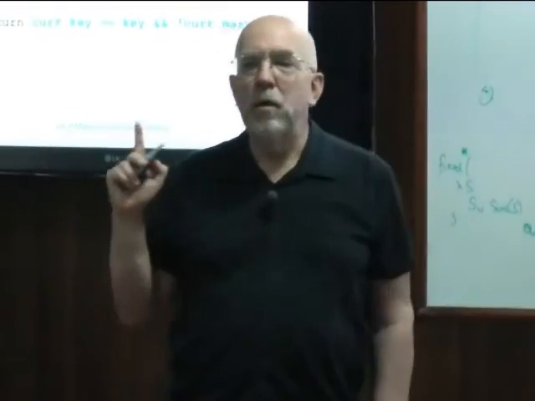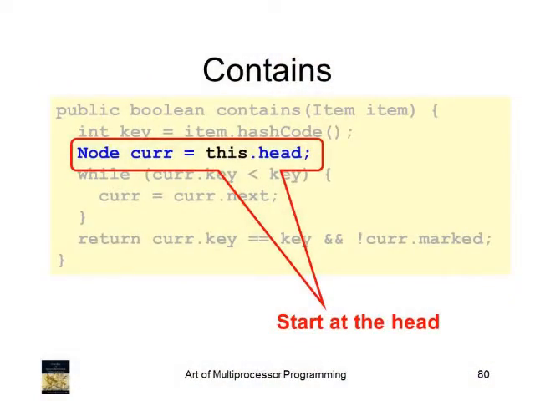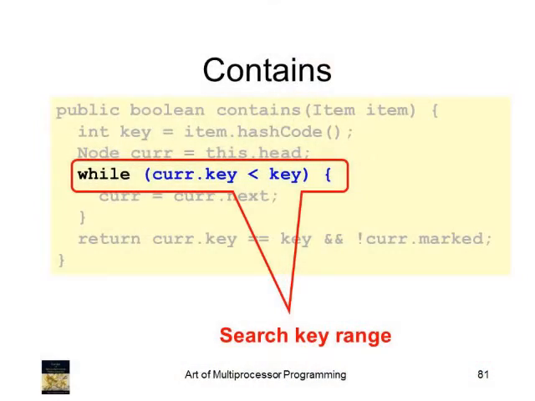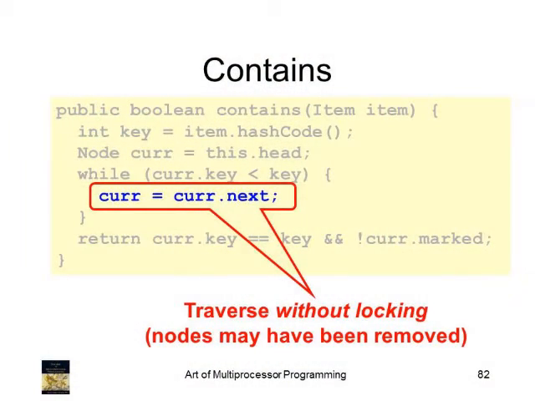Now, the interesting thing here is that contains doesn't need to acquire any locks. And this is, again, as I mentioned, a very important practical constraint, because it means that every time you search the set, you don't have to deal with expensive locks. So what do we do? We start at the beginning, and then we search the range of keys. And notice we don't acquire any locks. We just read right through. We don't check to see whether it's locked. We don't check to see whether it's logically deleted.